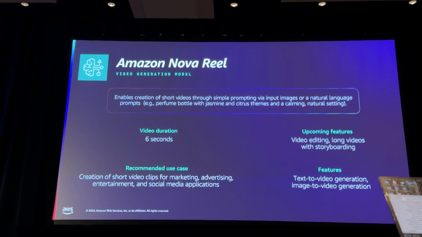So let's talk a little bit about the Amazon Nova Reel. Amazon Nova Reel generates videos from text prompts. And in addition to text to video, we also support image to video use cases. So customers can bring in images and convert their images to videos using the Amazon Nova Reel model.